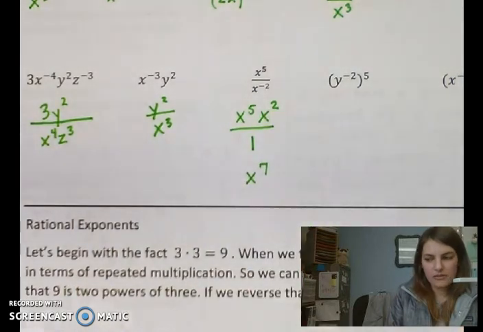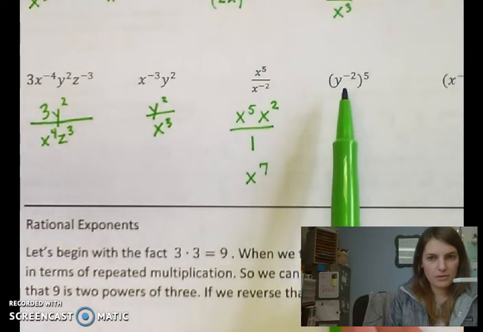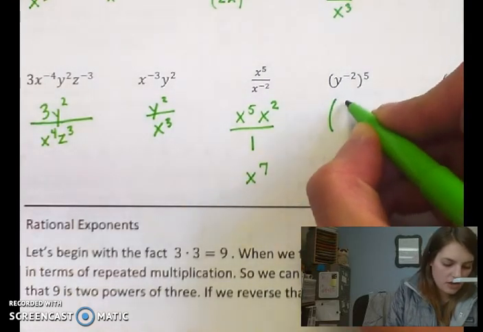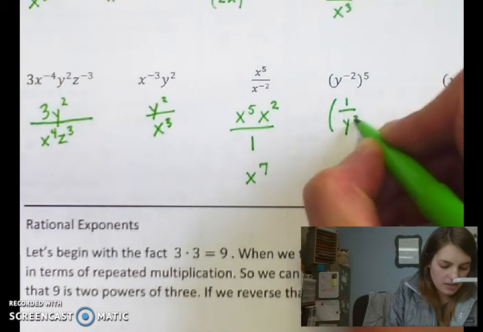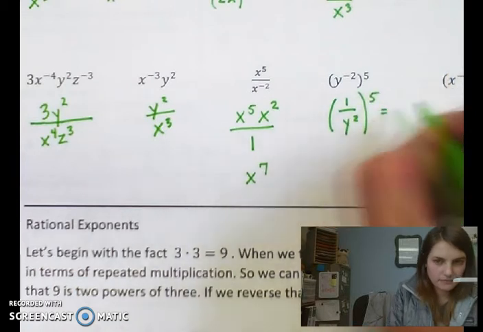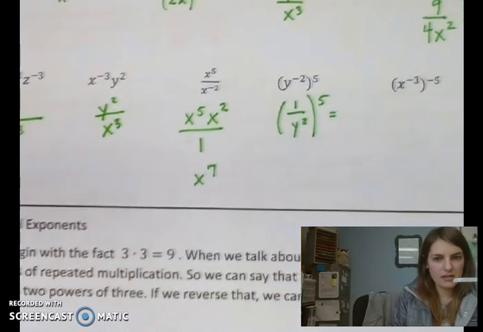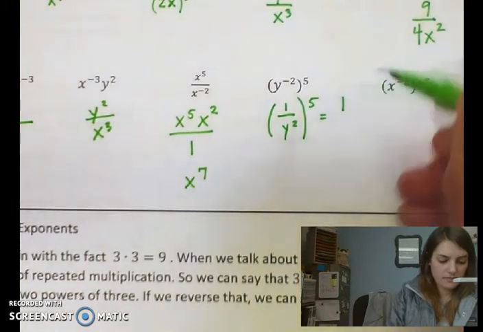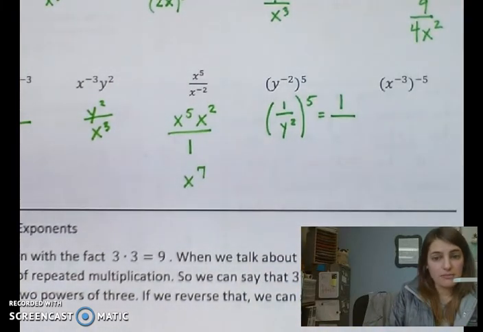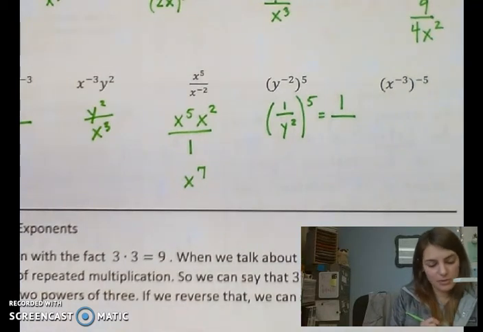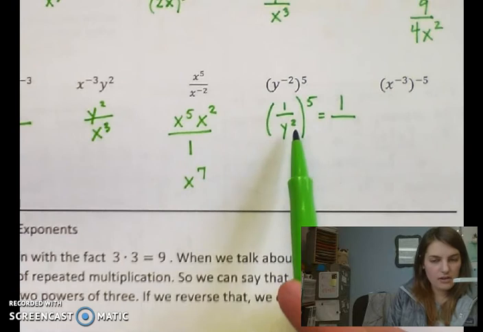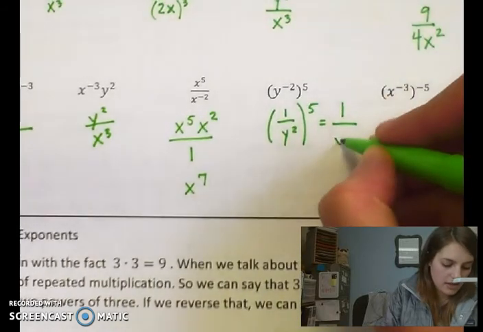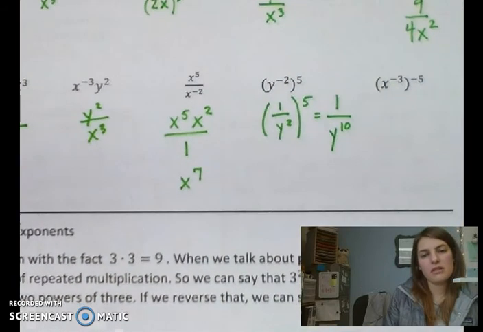Okay. So for this one, one way to do it is to fix the y to the negative 2. So if you rewrite that, you would have 1 over y to the positive 2 to the 5th. Then you can do the top to the 5th. So 1 to the 5th is 1. Doesn't matter how many powers of 1 you have, it's going to be 1. And y squared to the 5th, we have a power raised to another power, so that's going to be y to the 10th. But I want to show you another way to do this.